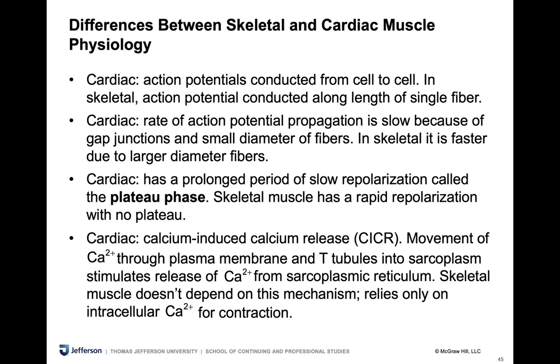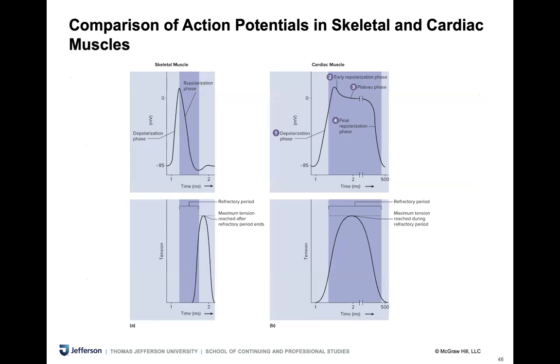In cardiac muscle, you have calcium-induced calcium release, which is the movement of calcium through the plasma membrane and T-tubules into the sarcoplasm, which will stimulate the release of calcium from the SR. Skeletal muscle doesn't depend on this mechanism. It relies mostly on intracellular calcium for concentration. And here you can see the comparison between skeletal muscle and cardiac muscle as far as the action potential is concerned.